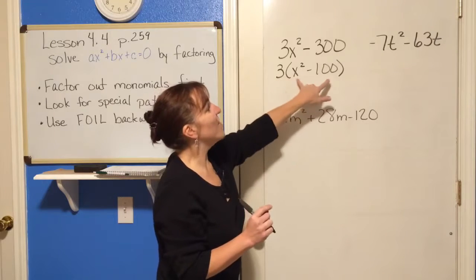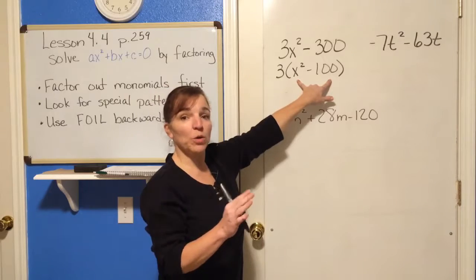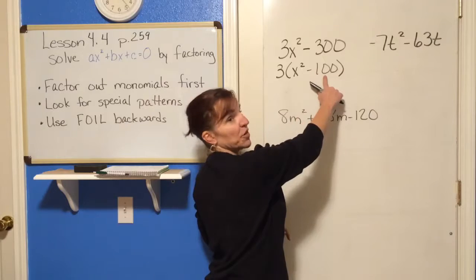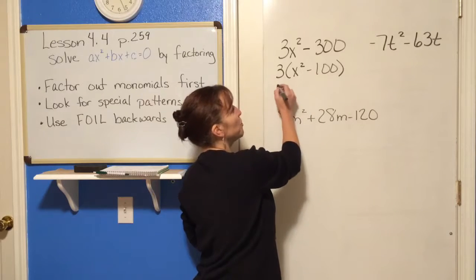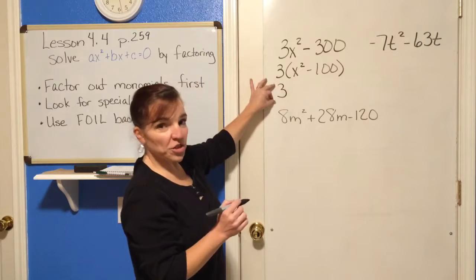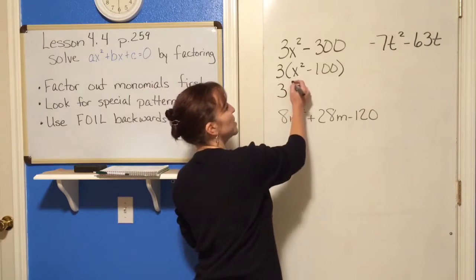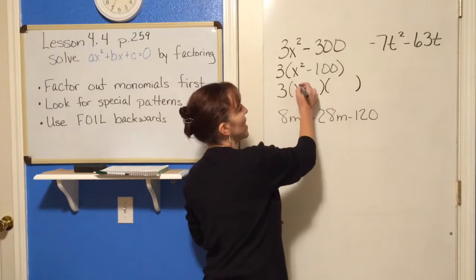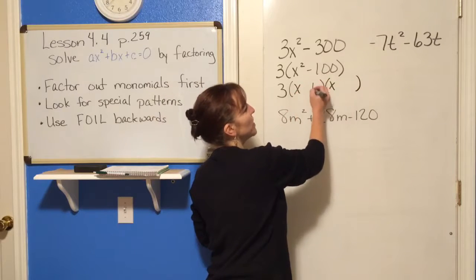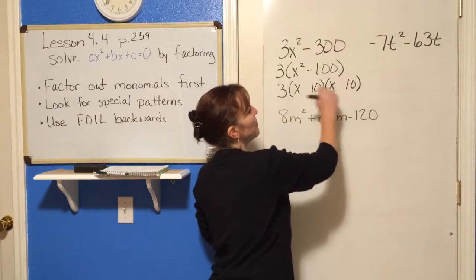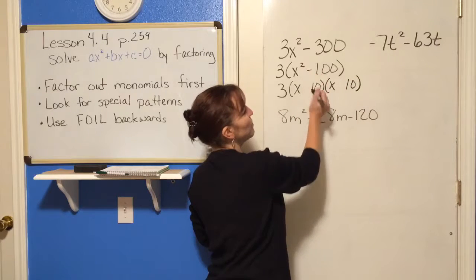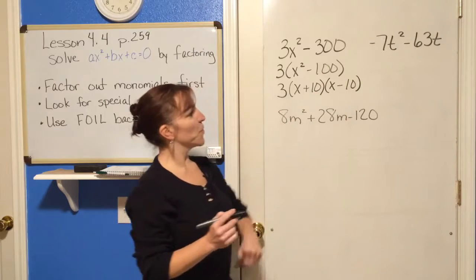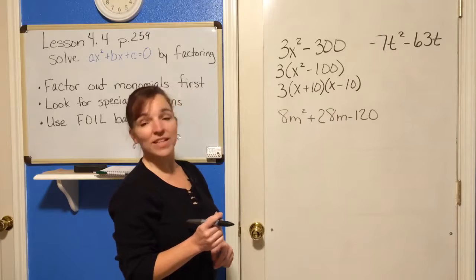So then once we've done that, then we check to see, okay, will this factor further? And in fact, this is a perfect square minus a perfect square. So don't forget to keep the coefficient in the front. Don't lose that, because that is part of your factored answer. So x squared is x times x, and 100 is 10 times 10. And because there's nothing in between, we've got a positive and a negative. And there is your final answer. 3 times the quantity of x plus 10 times the quantity of x minus 10.